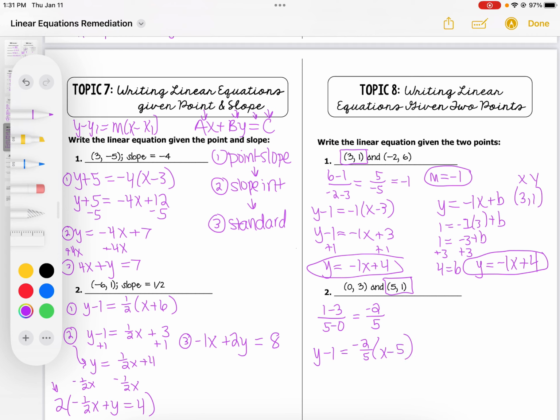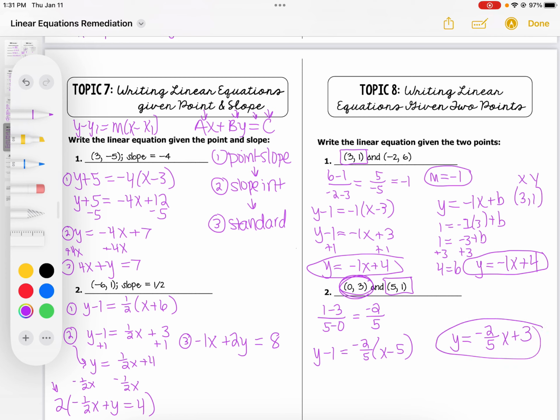If you needed to create an equation in slope-intercept form, guess what? One of the points they give you is the y-intercept. So you could create your equation right from the start, once you found the slope, to be y equals negative 2/5 x plus 3 because the y-intercept is 3.